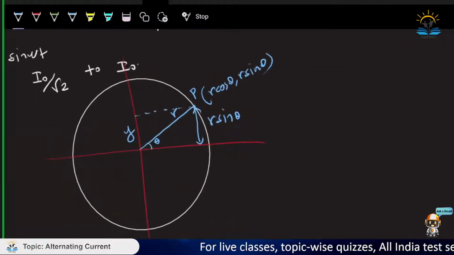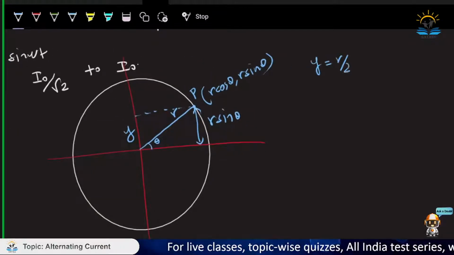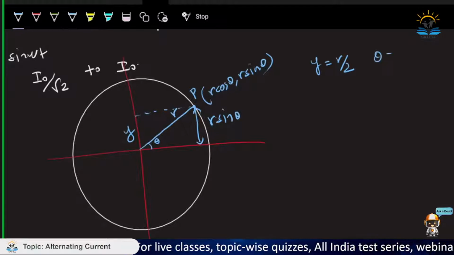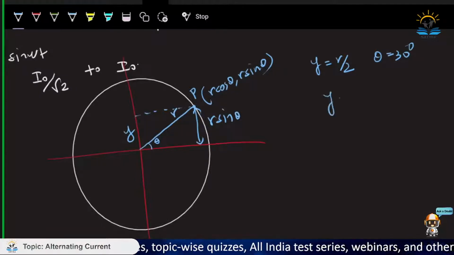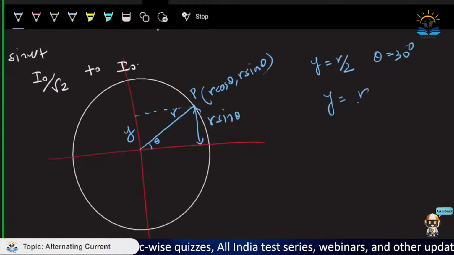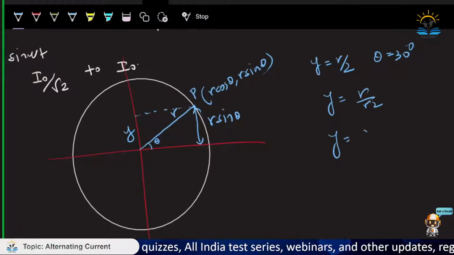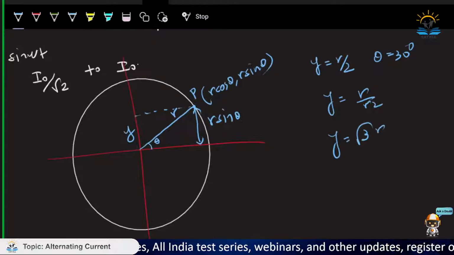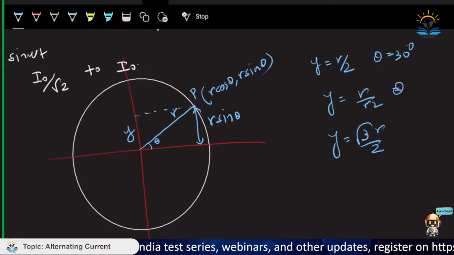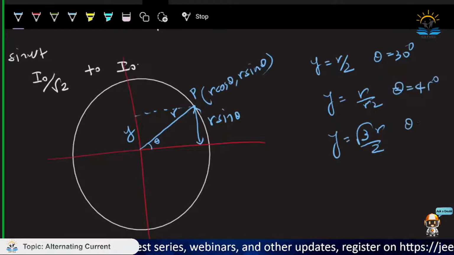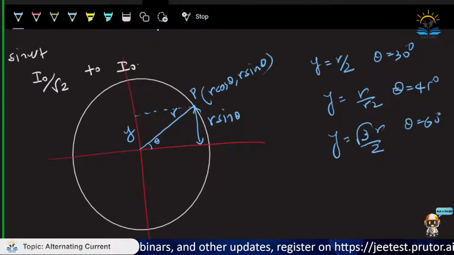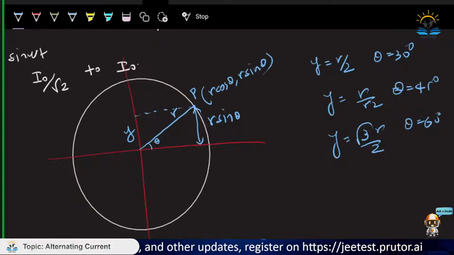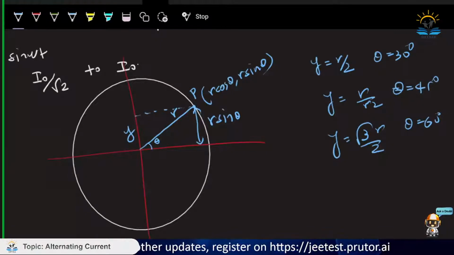Suppose y equals r by 2, then theta will be how much? 30, because r into sine 30 is r into 1 by 2. Suppose y equals r by root 2, or y equals root 3 r by 2. We know theta will be 45 degrees, and here theta will be 60 degrees. Simple. y equals r sine theta. In the same way, we can represent y as the current I.